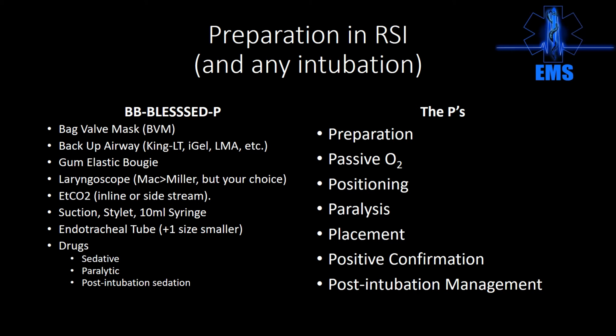Endotracheal tube plus one size smaller. So for the average adult male, there'll be about a 7.5 to 8. For the average adult female, there'll be about a 7 to a 7.5. That means if you're intubating a male and they're relatively normal, you should pick a 7.5 or 8.0 tube and have a 7 tube ready to go. If you're intubating a female, you should pick a 7.0 tube and then probably have a 6.5 tube as a backup ready to go.